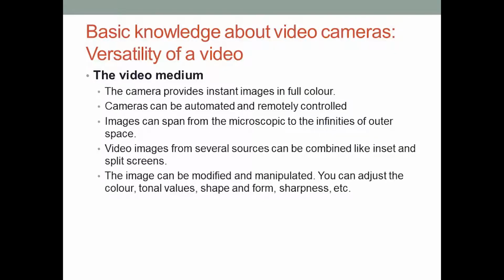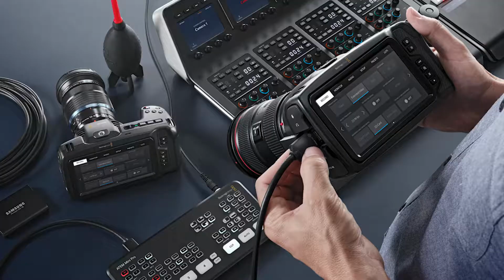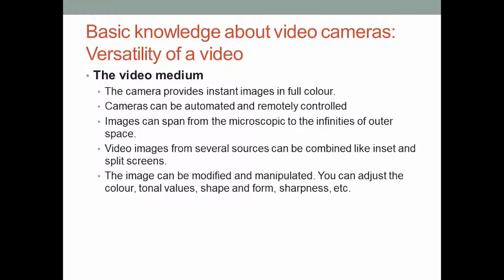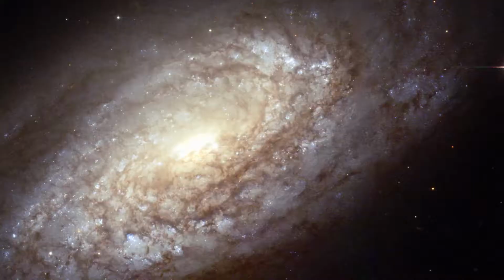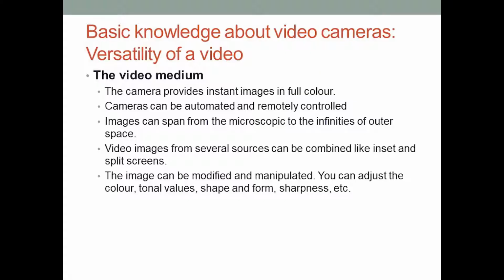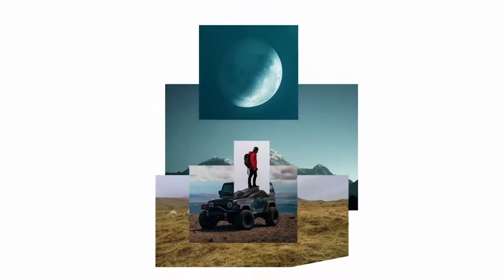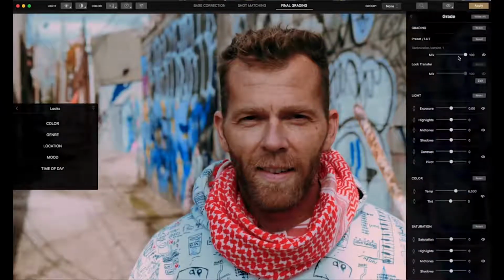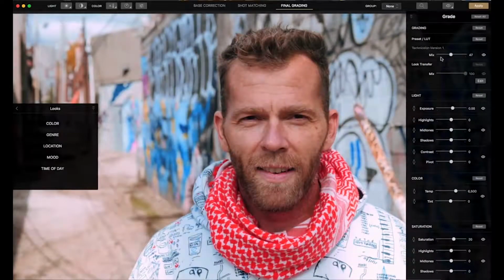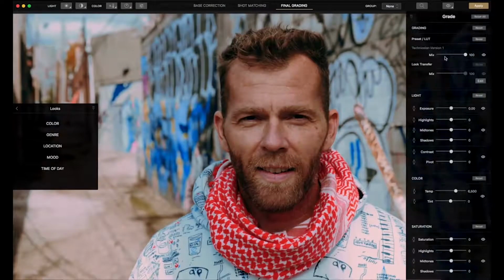What you need to know about video cameras. The versatility of video. The video medium: the camera provides instant images in full color. Cameras can be automated and remotely controlled. Images can span from the microscopic to the infinities of outer space. Video images from several sources can be combined, like inset and split screens. The image can be modified and manipulated. You can adjust the color, tonal values, shape and form, sharpness, and so on.